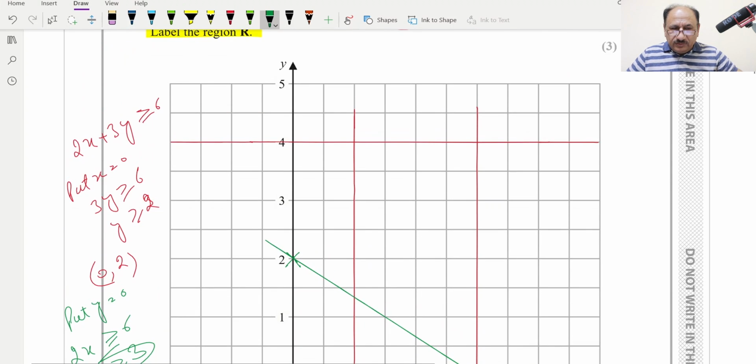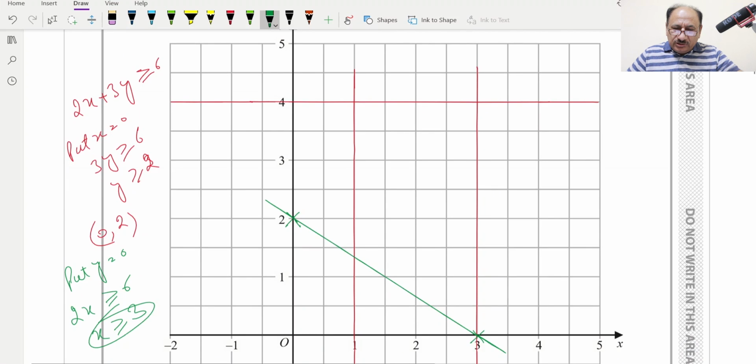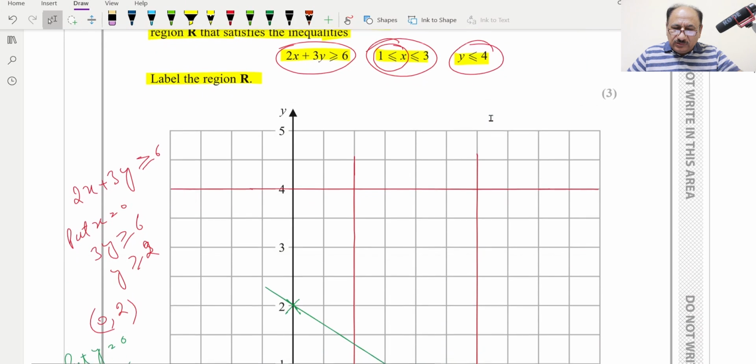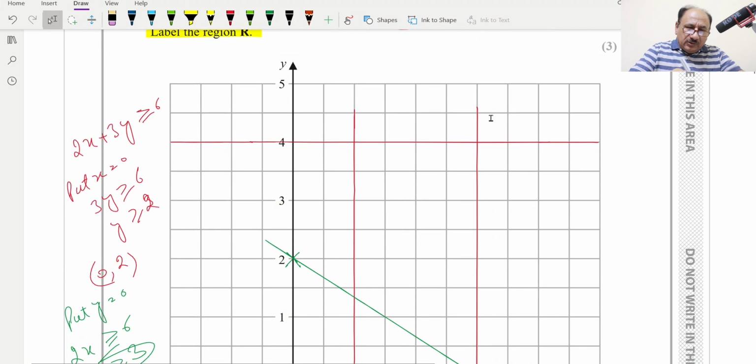Now we have drawn this line, and we have to shade the region bounded by these inequalities. So we can shade it. This will be the region which is required, and hopefully you are understanding each and everything.